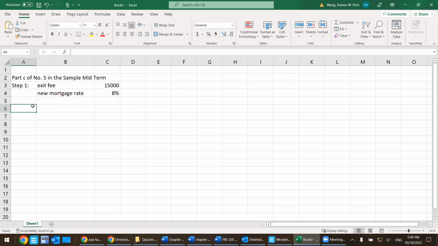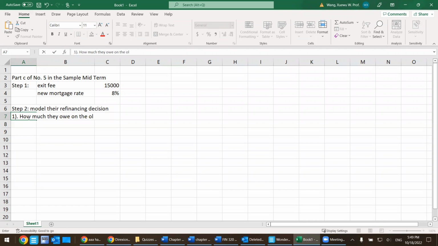All right, so now step number 2. Okay, I'm going to use these two inputs along with other inputs. Let's look at their refinancing decision. Okay, so I need to model the refinancing decision. All right, so first of all, let's look at how much they owe on the old mortgage. So in order for us to find that out, let's look at the old mortgage monthly payment. All right, so let's go ahead and calculate how much they were paying on the old mortgage.